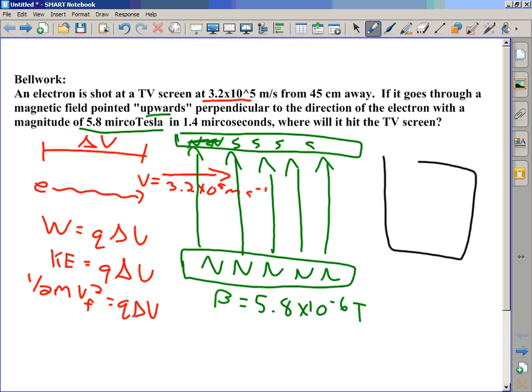Now, I'm asking you, I give you a time, right? I tell you that it takes t equals 1.4 microseconds. I did it again on that probably. If I did it once, I'm going to do it again. Microseconds, right? 1.4 times 10 to the negative 6 seconds, to hit the screen, all right? Where is it going to hit the TV screen?